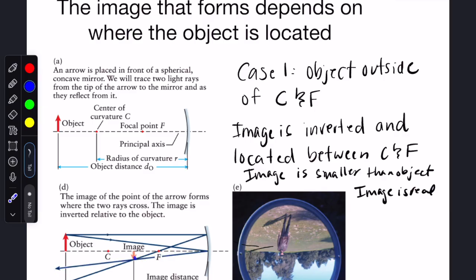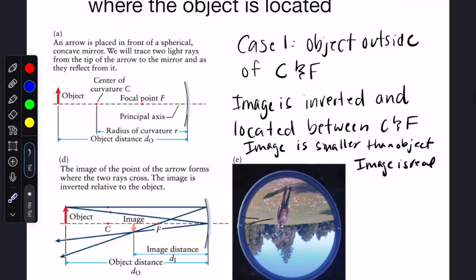And you're going to find the place where those rays cross, and that's going to be the top of your image. And you can see here, conversely from the plane mirror, for this particular case of a concave mirror, the image is actually formed on the real side, isn't it? The image is on the real side of the mirror.